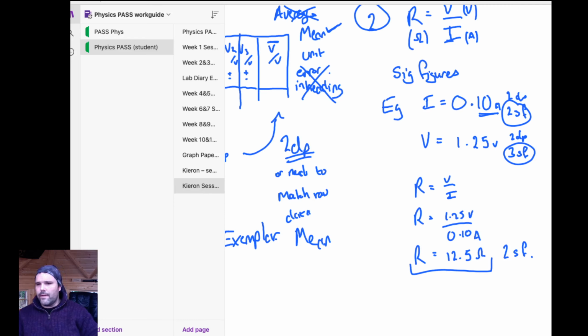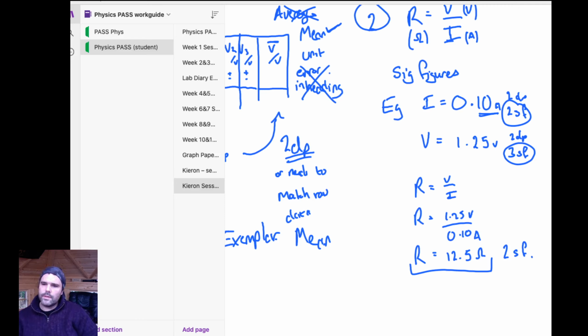But for the final answer, I would look at all of the numbers that I've used to get to that value for resistivity. And if the least number of significant figures in all of those numbers is 2, then I can only give my final resistivity to 2 significant figures. Okay? But you want to bear the sig figs in mind as you go.